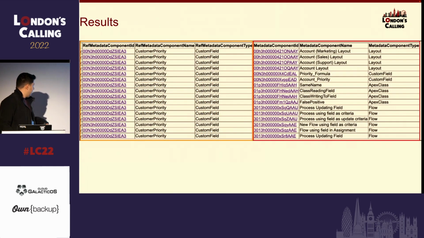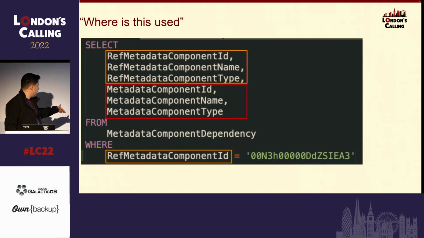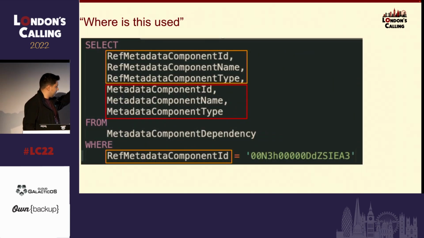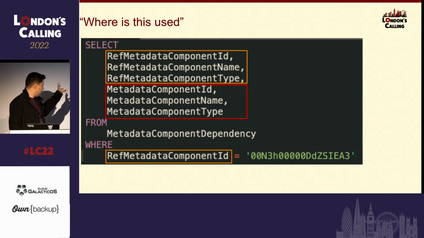So if I execute that query, this is what it looks like. Essentially, I'm seeing all the places where the custom field customer priority is being used. So on the left, you see the exact same thing multiple times because, as I said, that just shows which is being referenced. So in this case, that kind of doesn't make a lot of sense because you're seeing the same thing over and over again.